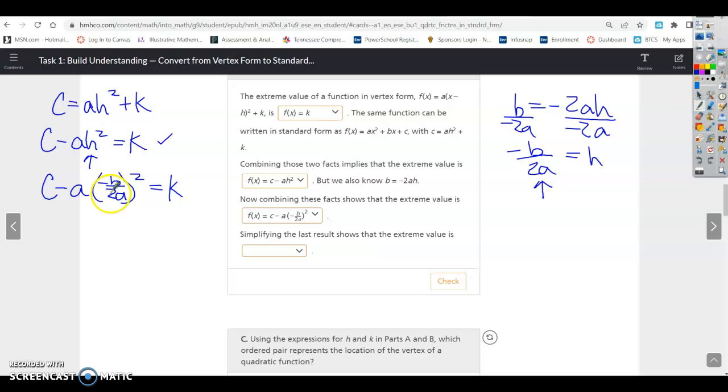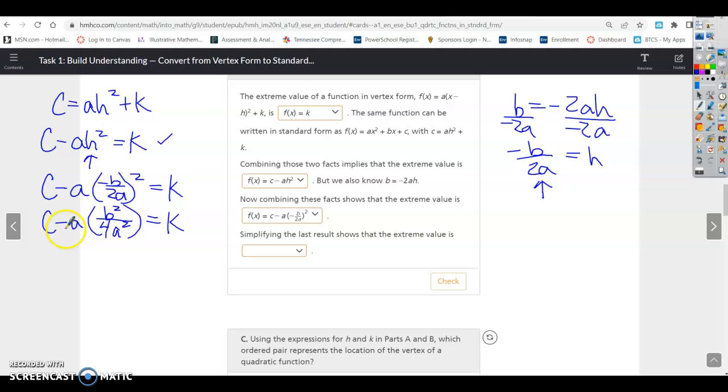All right, if we simplify it, we have to square this first, so we're going to have c minus a. Negative b squared is just b squared, the negative drops. 2 squared is 4, and a squared is a squared.